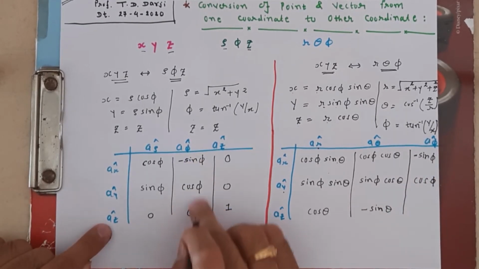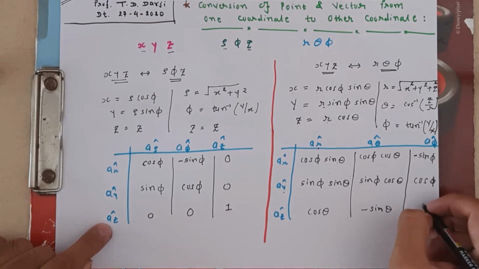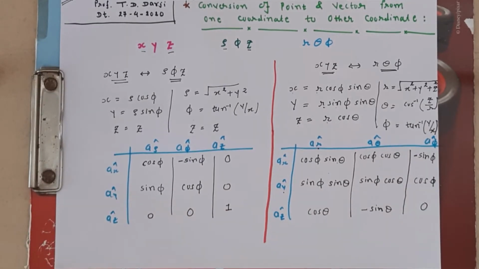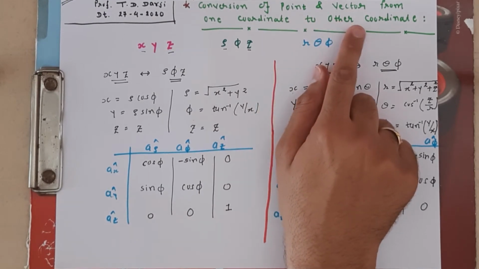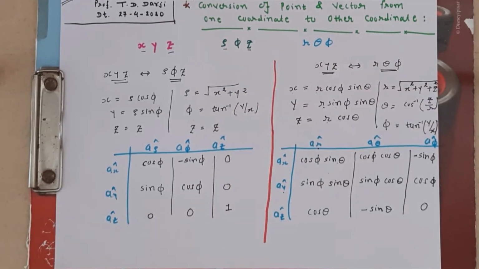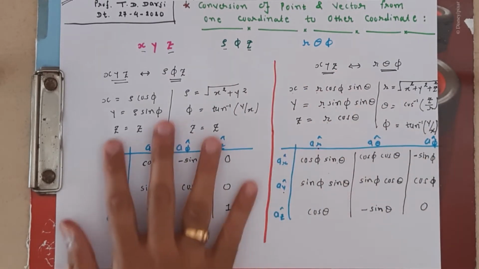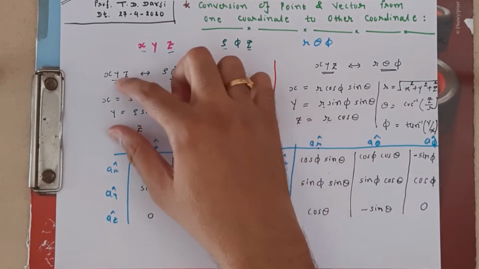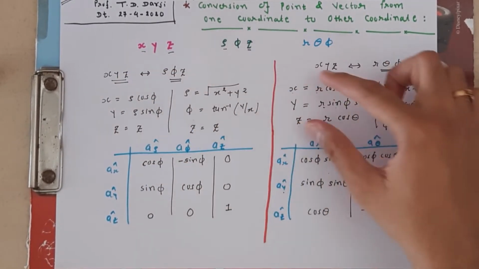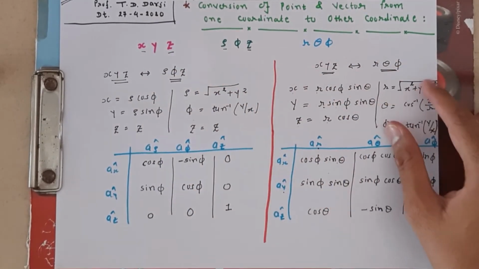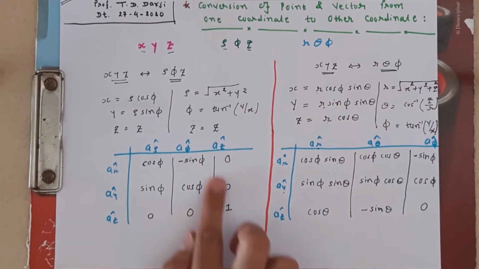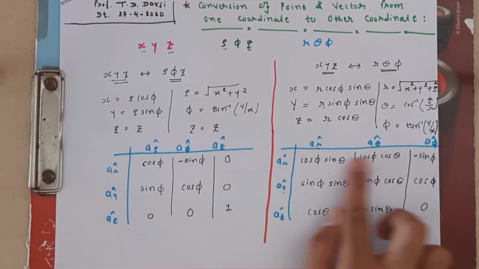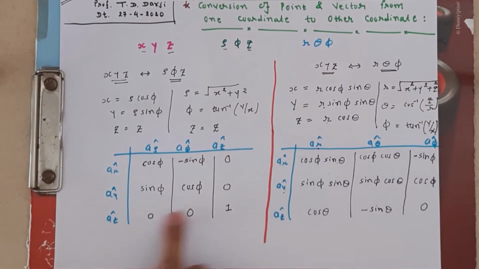Okay, and az with a5, answer is 0. So to convert a point and to convert a vector from one coordinate system to another coordinate system, you have to just remember these whole things. These equations are useful to convert a point from one coordinate system to another, and this matrix is used to convert a vector from one coordinate system to another.